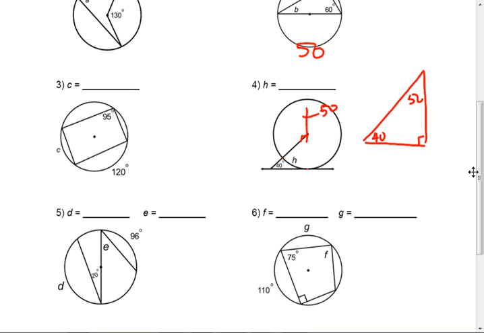Find out what this arc is. You know how big that arc is. So this is 40. You know how big this arc is. This arc. You have to find the whole thing. It all adds up to 360. Yeah. You have a semicircle.